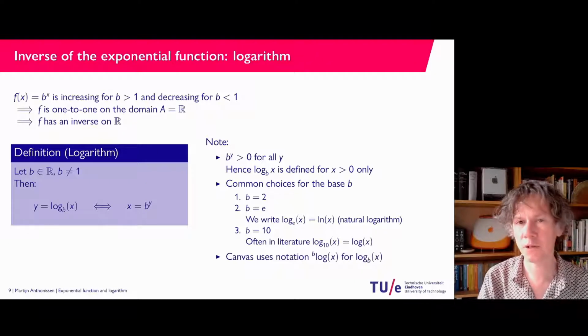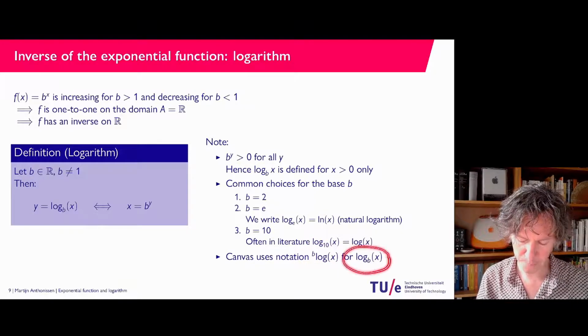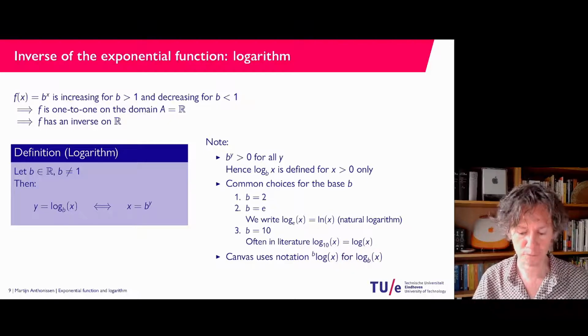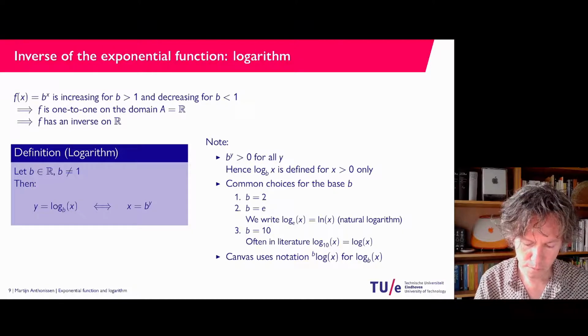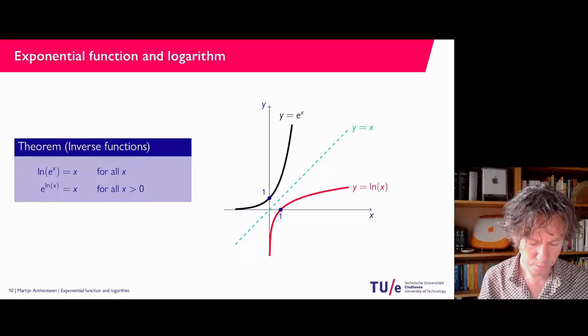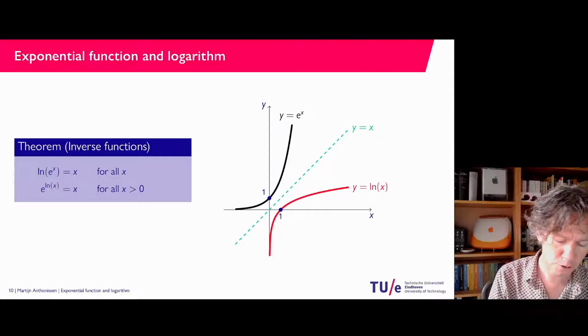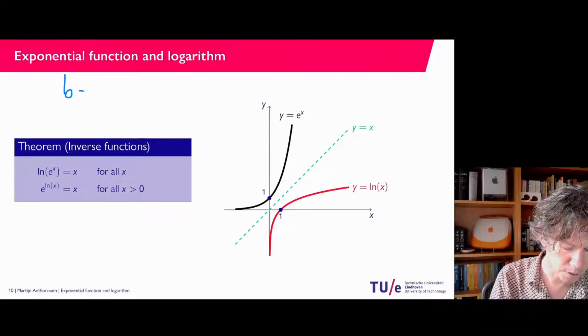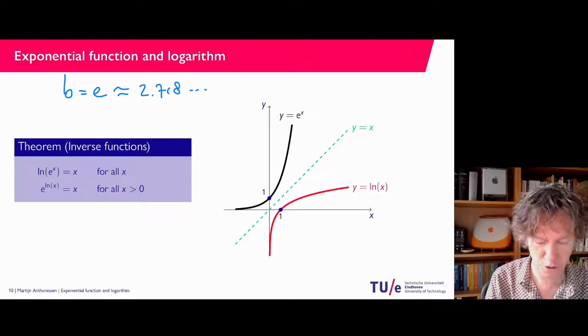Then finally, depending on the textbook, and also Canvas uses a bit of a different notation, so the base is written to the left of the logarithm as a superscript, and our textbook uses a subscript. The most commonly used functions with respect to exponential functions and logarithms are e to the power x, so we choose b equal to e, which, as already stated, is approximately 2.718, and that just continues.